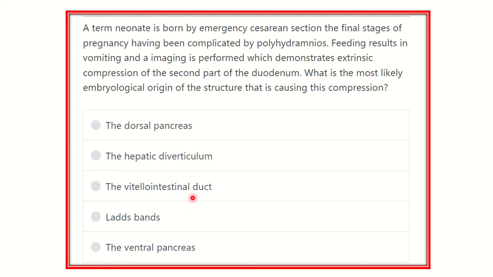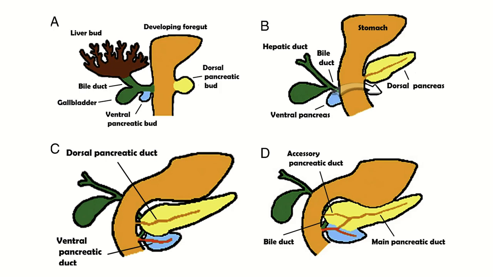So, answering the question, first of all, we have to find out the key points. Here we can see a term neonate born by CS section due to some complications, and feeding results in vomiting, and imaging shows extrinsic compression, that means external compression, of the second part of the duodenum. So we have to find out the extrinsic or external structure which is responsible for this compression. For this we have to know the development procedure of the duodenum and pancreas.